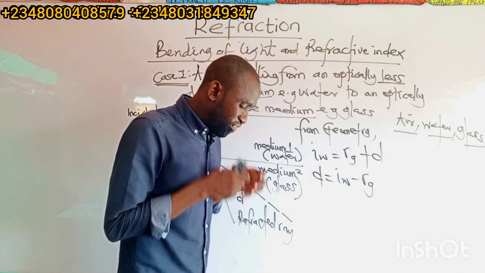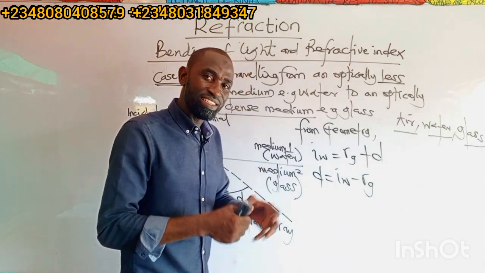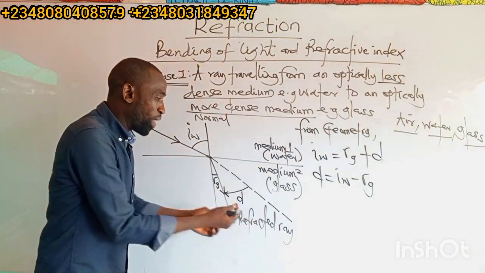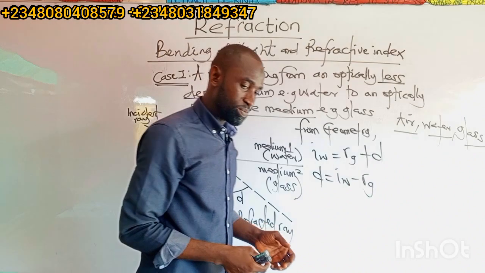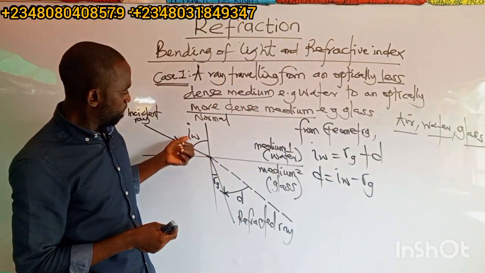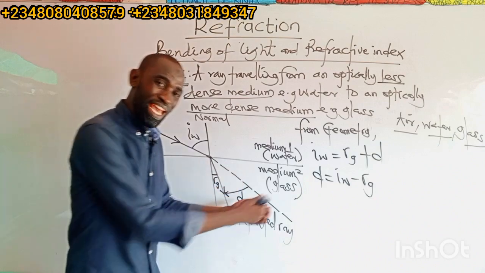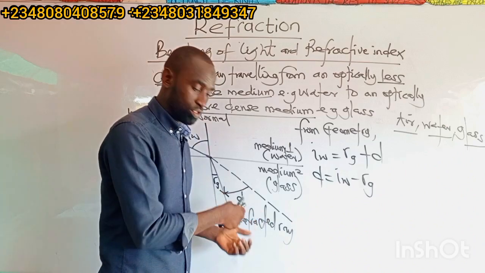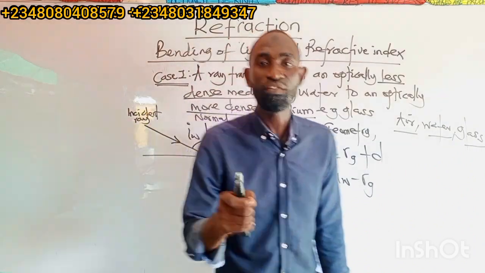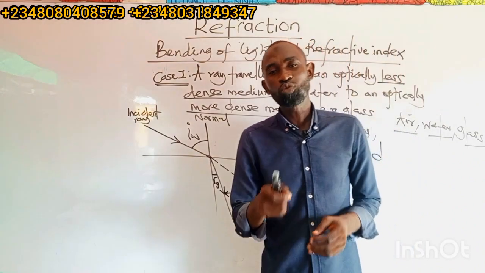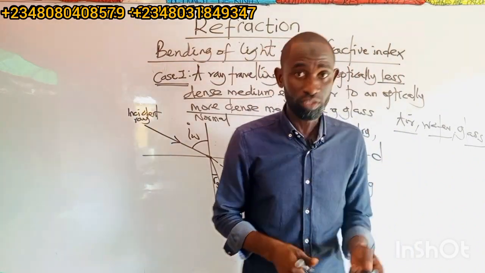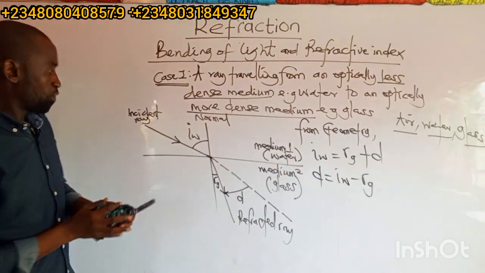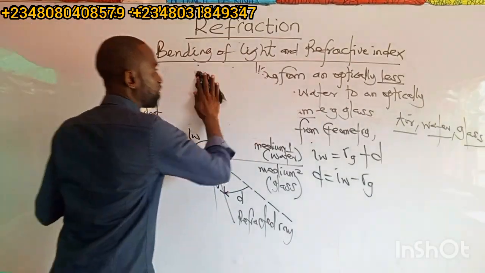Now, what we call refractive index. Refractive index is the measure of the extent to which this ray will bend when it enters the second medium. Are you with me? The refractive index of a pair of media is a measure of the extent to which the ray will bend as it enters the second medium. And this refractive index is given as the ratio of the absolute refractive indices of the pair of media. So we use N for refractive index. We are still on case one.